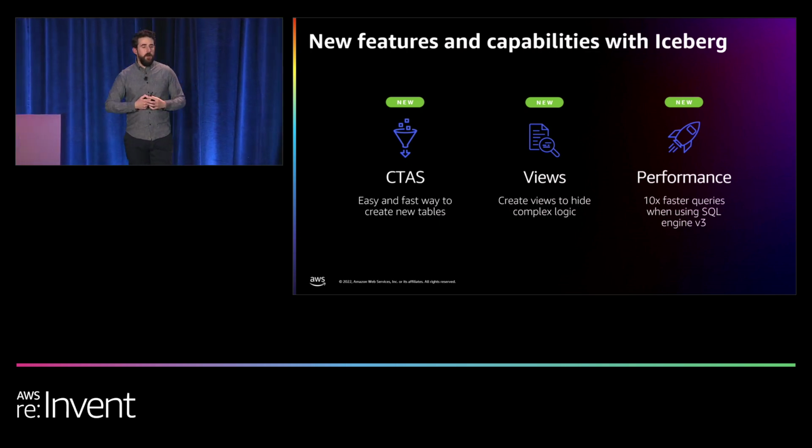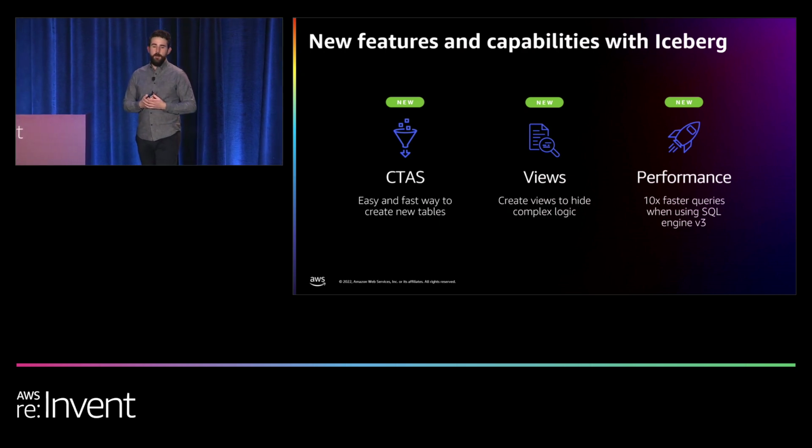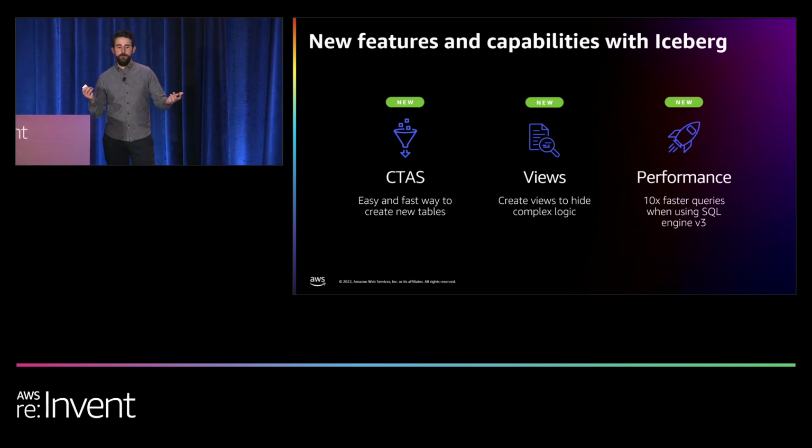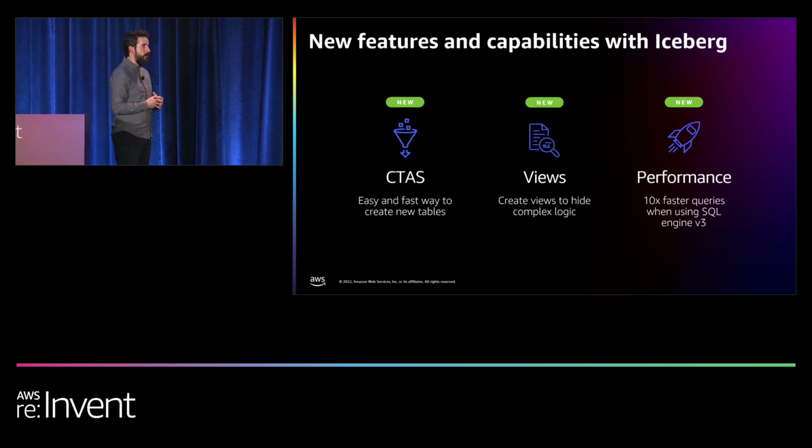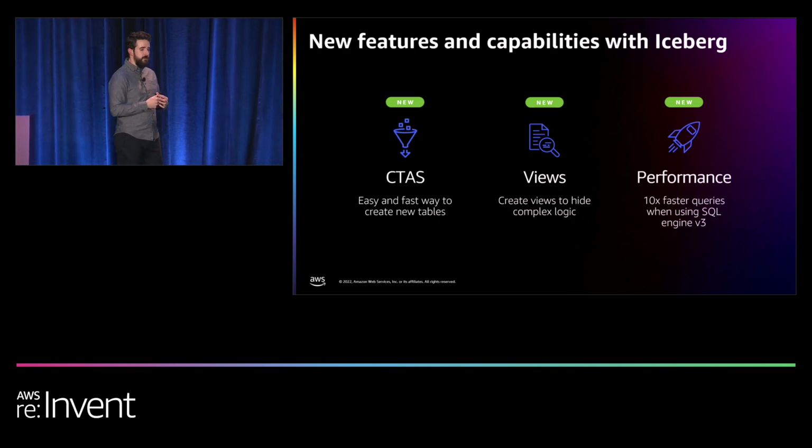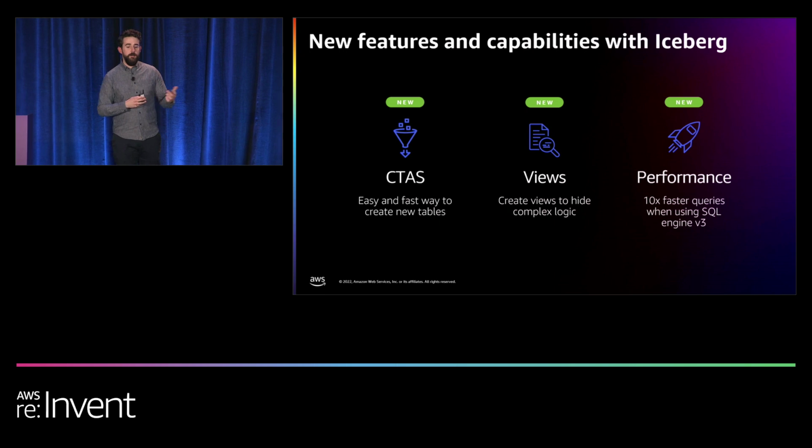And we've also worked to optimize SQL queries running on Iceberg with Engine version 3. We're happy to report that queries on Iceberg using Engine version 3 are running up to 10 times faster.